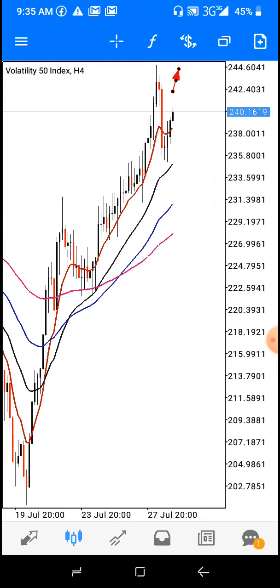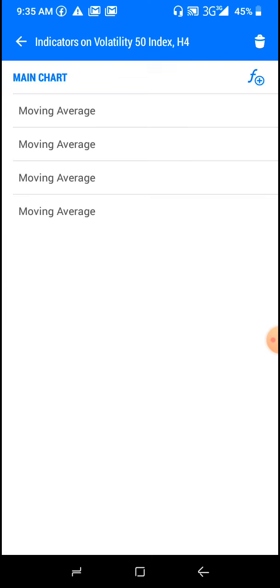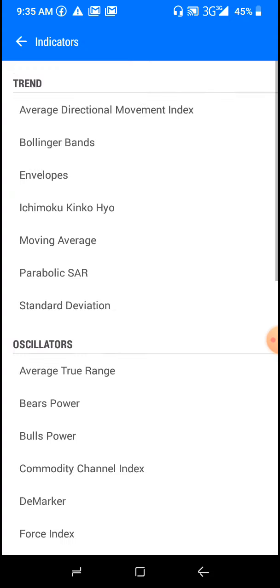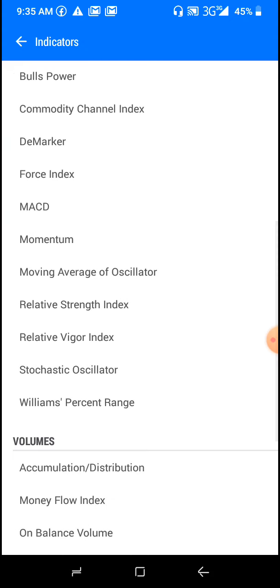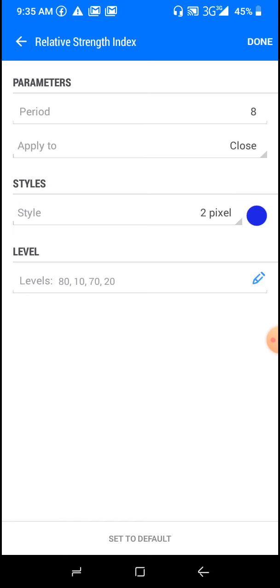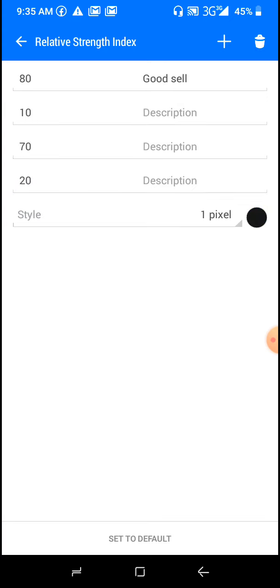On the indicator window, now we're going to use the RSI, the relative strength index. Set the RSI here. We have the period, which is 8, apply to close, style is 2 pixel, then the color, any color of your choice. And to this indicator we have levels in this particular area.